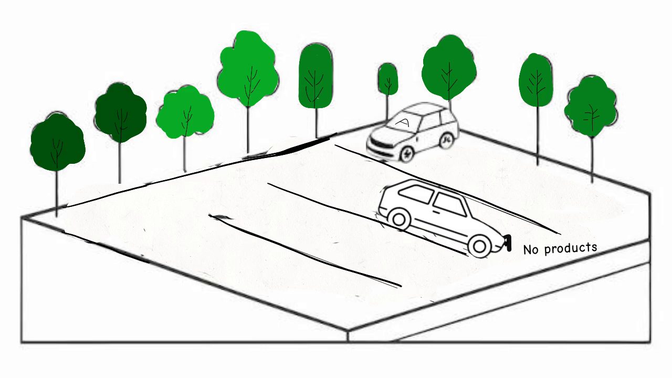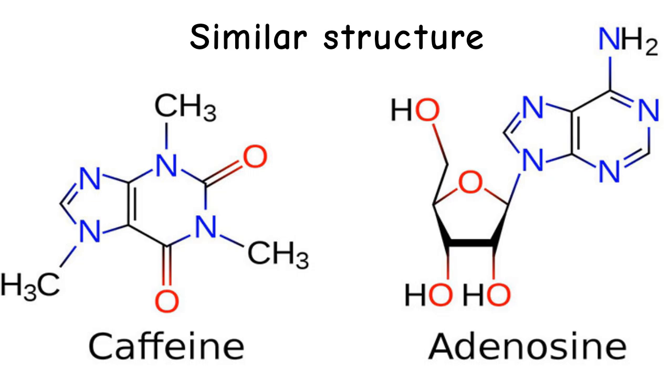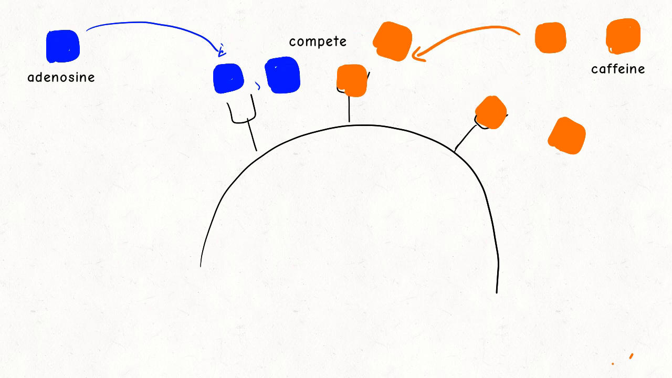One real-life example is caffeine. In the brain, we have a molecule called adenosine, which normally binds to its receptor to make you feel tired. However, caffeine resembles adenosine closely, so they both compete for the same binding spot. When caffeine takes the parking spot, adenosine can't bind, which is why you feel more awake after drinking coffee.